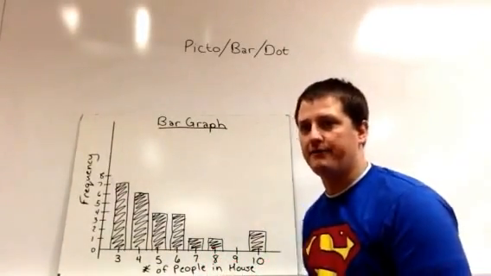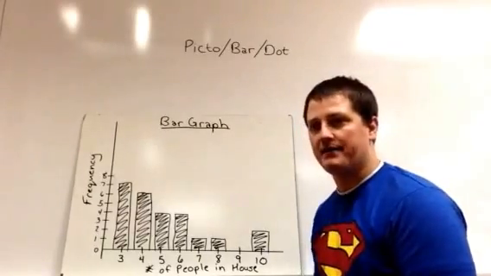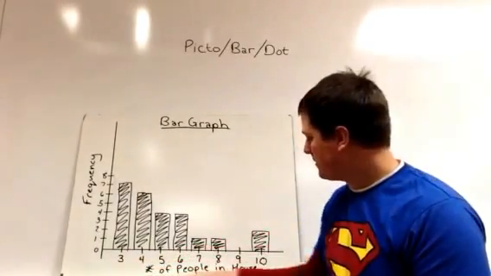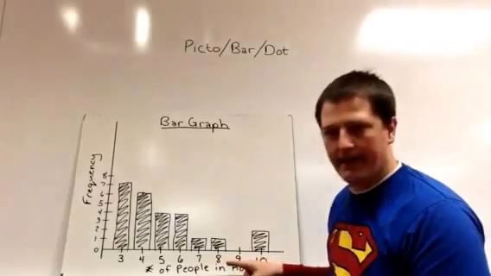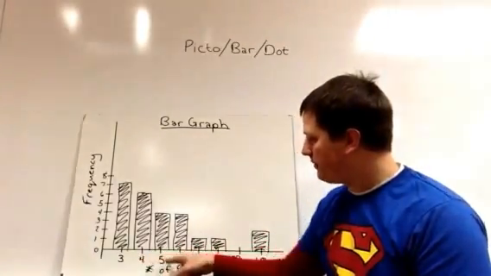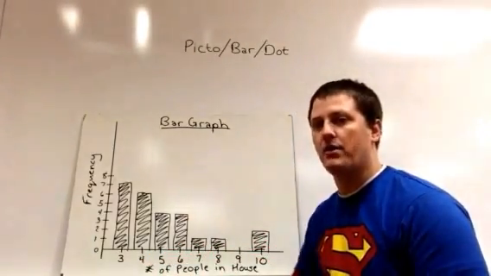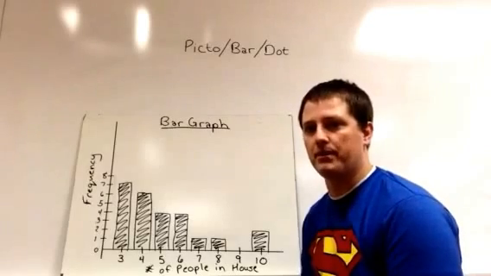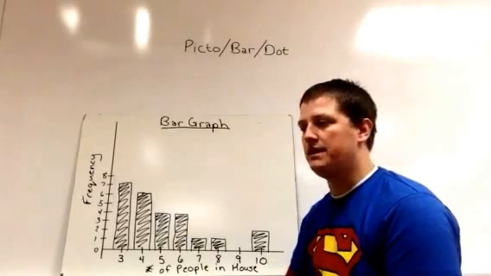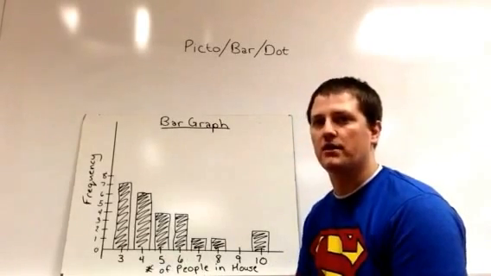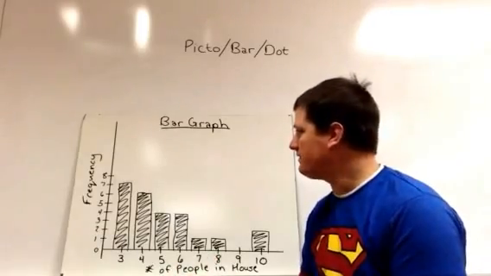Next is a bar graph. This bar graph is showing the exact same information. Again, we have the number of people in the household. We have our categories labeled, 3, 4, 5. These categories could be anything. Here we're talking about number of people in a house. It could be talking about hair color, height, different things. Lots of things that we can look at.